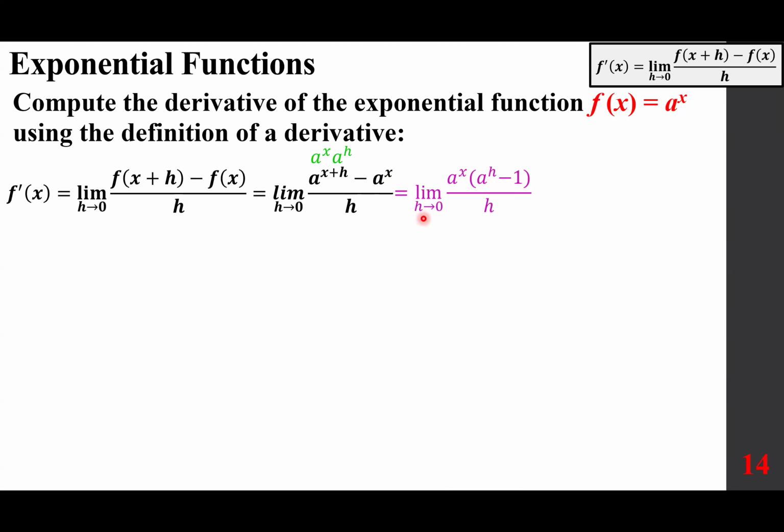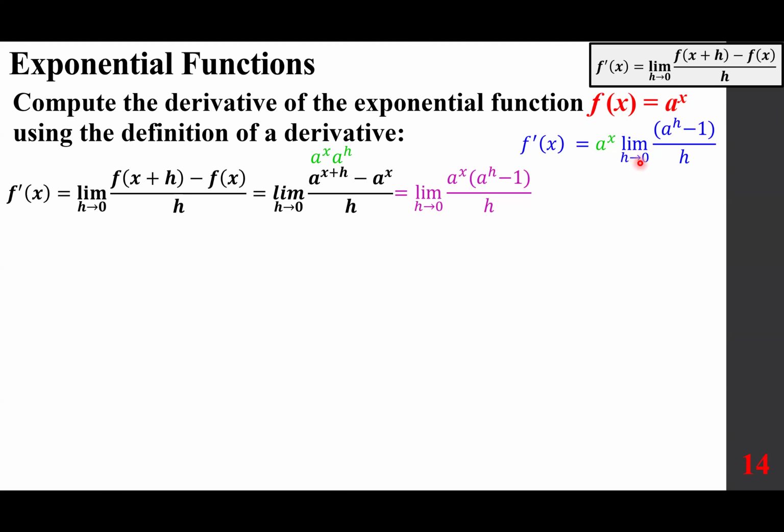I'm going to take a to the power of x out, of course, because we are taking the limit with respect to h. A to the power of x is not a function of h. It can come out. So f prime is taking this out and putting this limit next to it. So f of x is a to the power of x. F prime is a to the power of x, the same thing times some quantity.